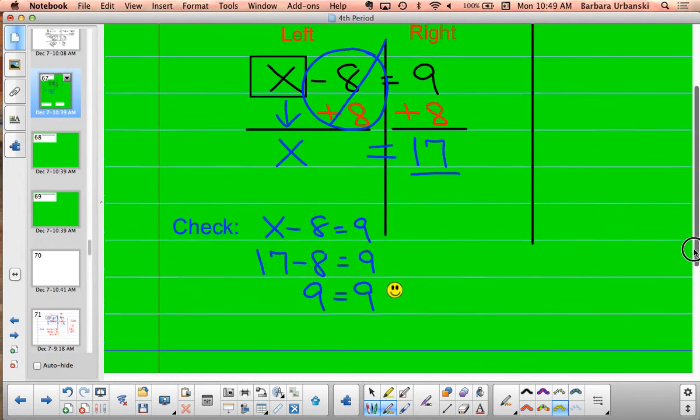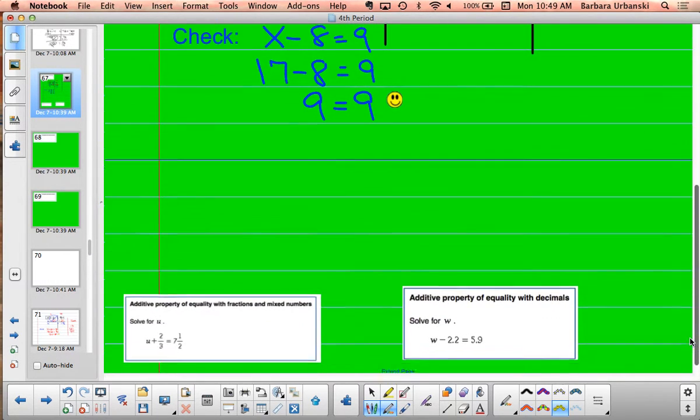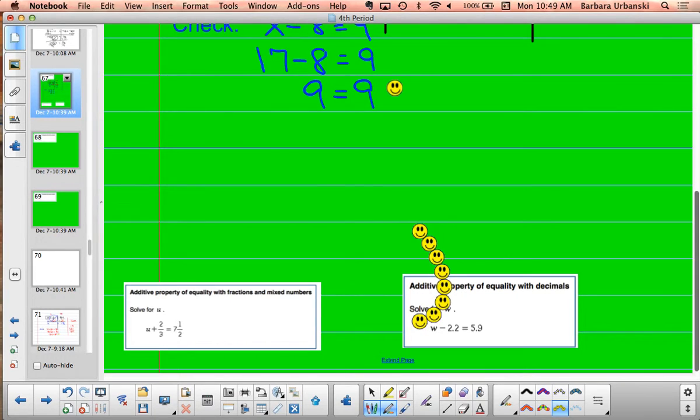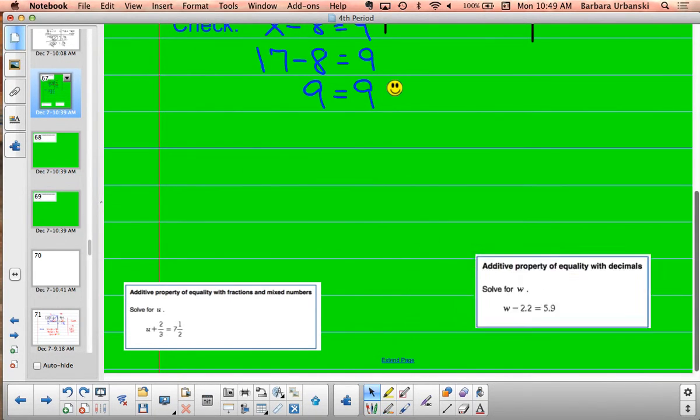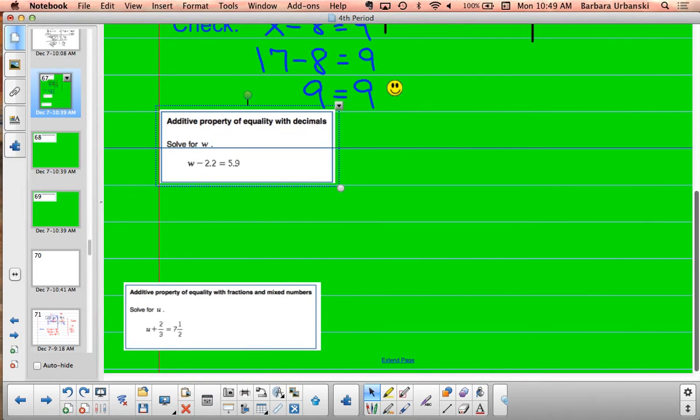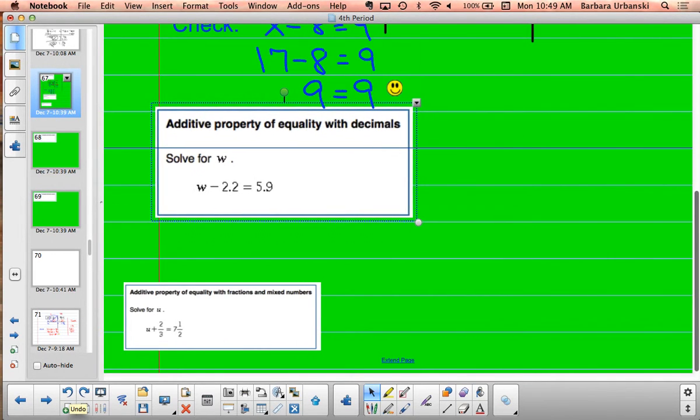Now, we're going to look at a couple others where we would look at a problem. Wow, happy face, let's see. We would take a look at the same type of thing, and the only difference with this problem is they gave us a subtracted 2.2, a decimal. We would just have to know that we would be adding a 2.2 to both sides.